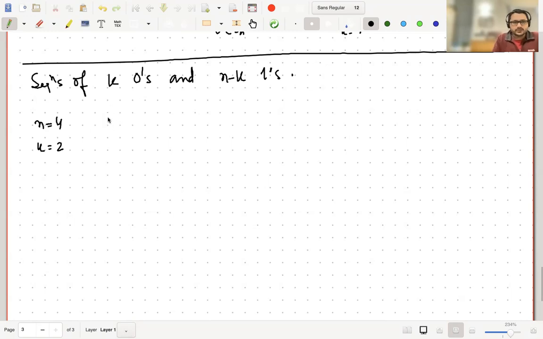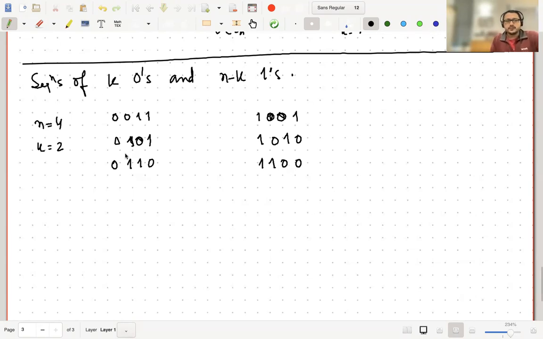Sorry, not 8. We have 6 possibilities because 4 choose 2 is 6. So I'll have 0 0 1 1, then 0 1 0 1, 0 1 1 0, then 1 0 0 1, 1 0 1 0, and 1 1 0 0. Basically 2 ones and 2 zeros. These are the different possibilities if we fix n equal to 4 and k equal to 2.